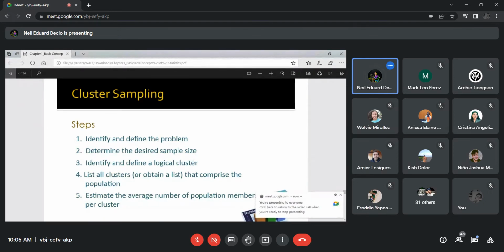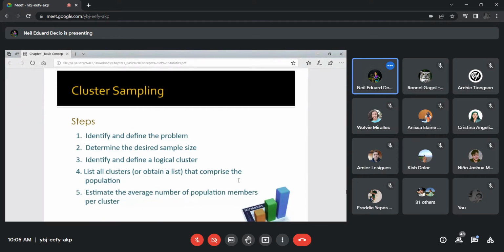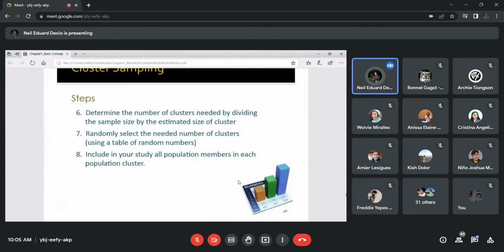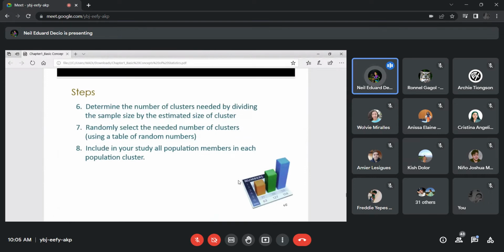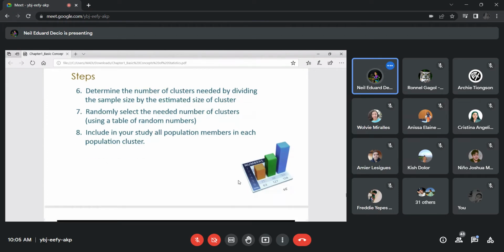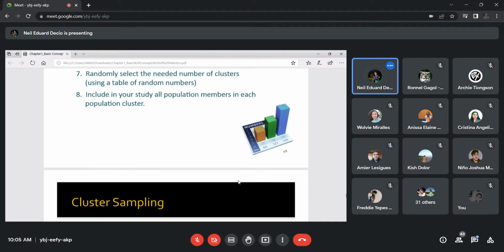per cluster. Then we determine the number of clusters needed by dividing the sample size by the estimated size of the cluster. Then we randomly select the needed number of clusters using a table of random numbers, and then include in your study all population members in each selected cluster. Do I have an example here for cluster? There.